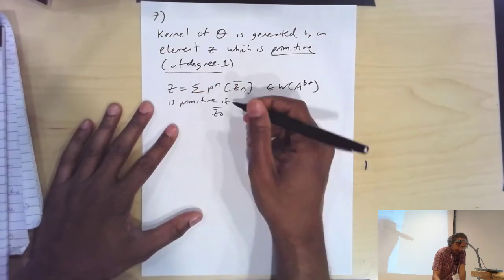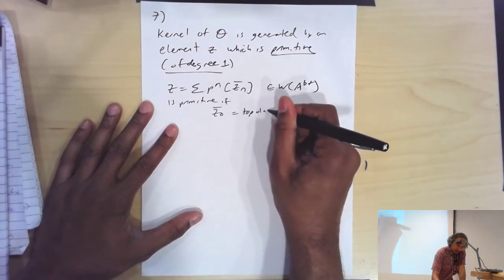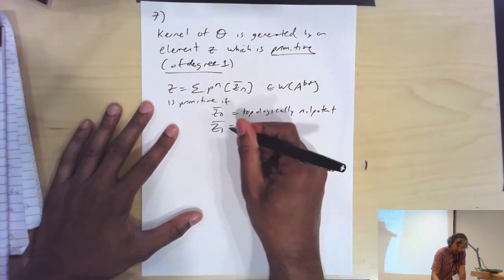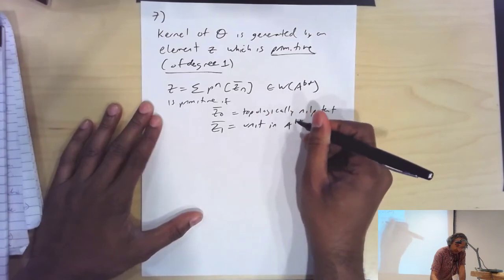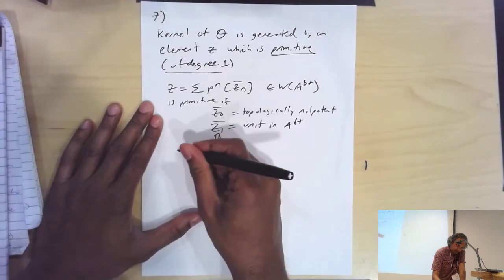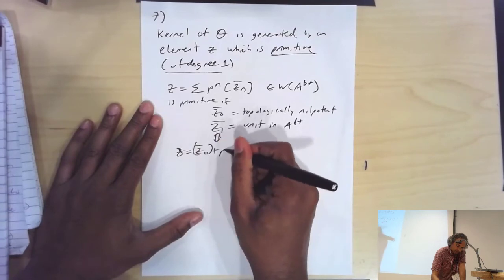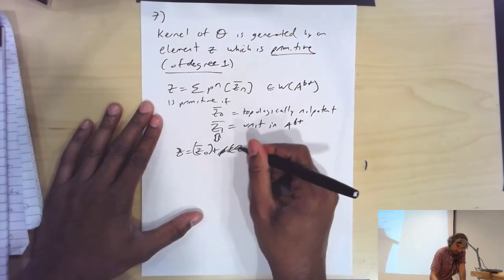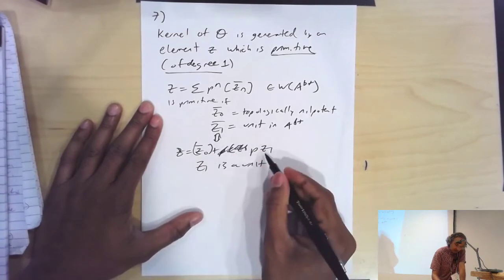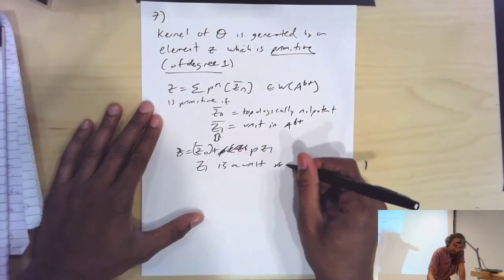So the conditions are that the 0 coefficient here is topologically nilpotent, and that the 1 coefficient is a unit in A flat plus. So this condition is equivalent to saying that if you take everything but Z0 bar and you group that together and divide out by the P, then this thing is a unit in the Witt vectors.